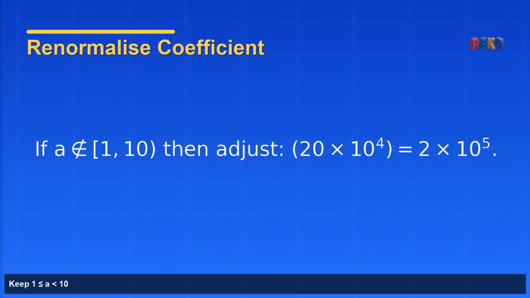If the coefficient goes outside the range from 1 to 10 after a calculation, we need to renormalize it. To do that, shift one power of 10 between the coefficient and the exponent until the coefficient is back between 1 and 10. For example, 20 times 10 to the power of 4 becomes 2 times 10 to the power of 5.